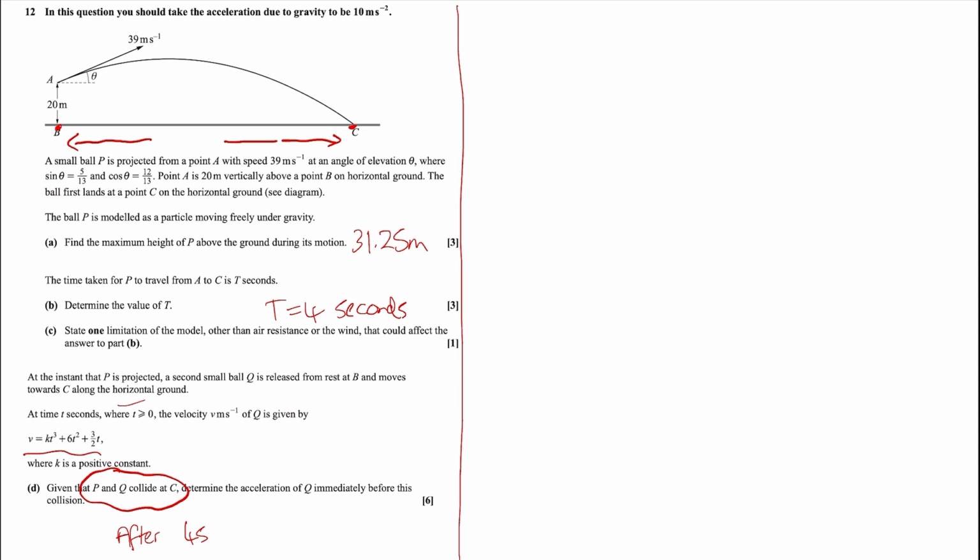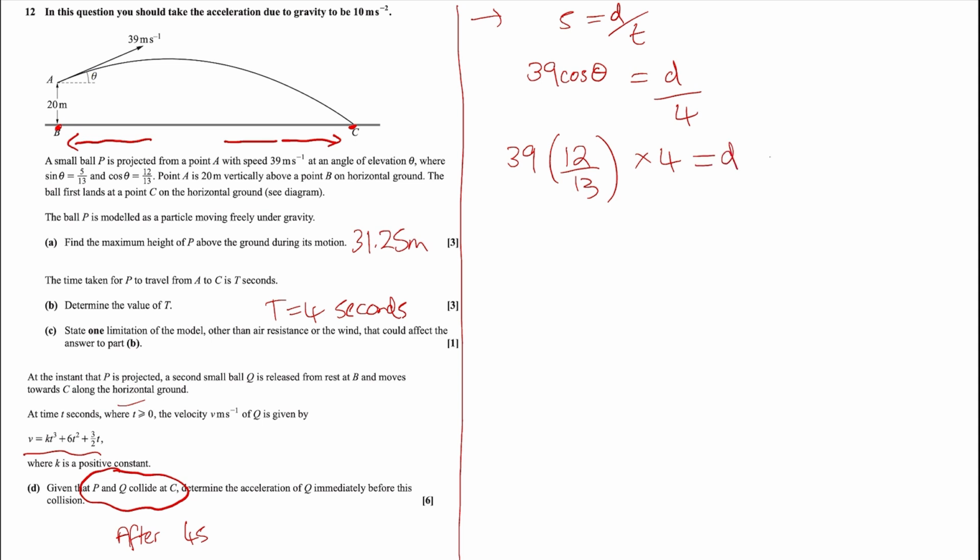And we can do this from P. Okay, so with P, if I look in this direction, we know that speed equals distance over time. So my initial speed was 39 cos theta. The distance is what I'm looking for, and I now know that t equals 4. 39 cos theta is 39 times 12 over 13. I'm going to times this by 4 to get d, and this tells me that d is 144 meters. So 39 times 12 over 13 is 36, times 4 is that.